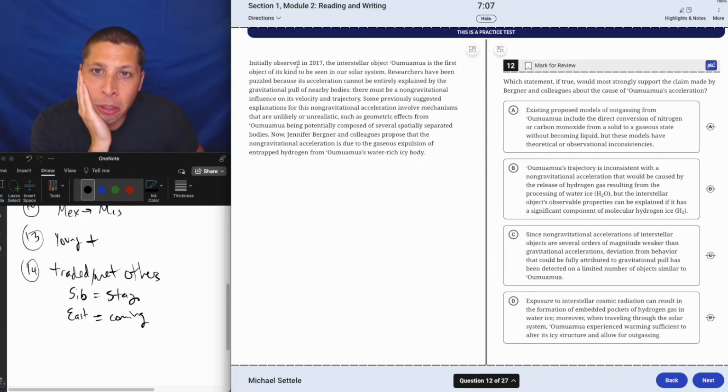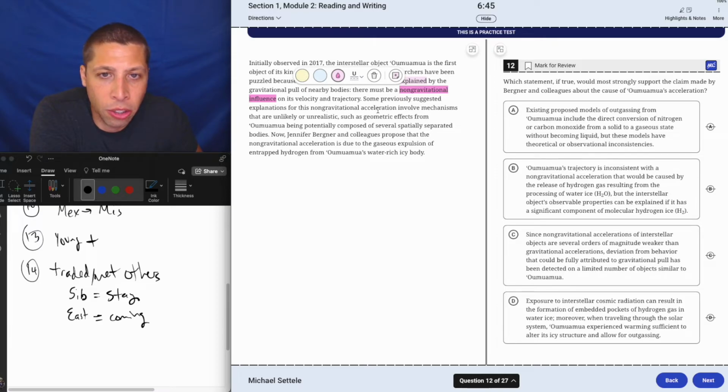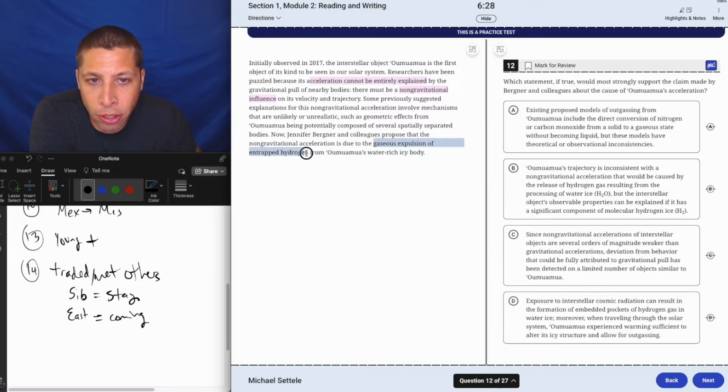Okay. Initially observed in 2017, the astral object, whatever, is the first object that's been seen in our solar system. Researchers have been puzzled because the acceleration can't be entirely explained by the gravitational pull of nearby bodies. Okay. So acceleration cannot be entirely explained. There must be non-gravitational influence on its velocity and trajectory. So non-gravitational influence. Some previously suggested explanations for this non-gravitational acceleration involve mechanisms that are unlikely or unrealistic, such as geometric effects from this thing being potentially composed of several spatially separated bodies. Now, this person and colleagues propose that the non-gravitational acceleration is due to the gaseous expulsion of entrapped hydrogen.